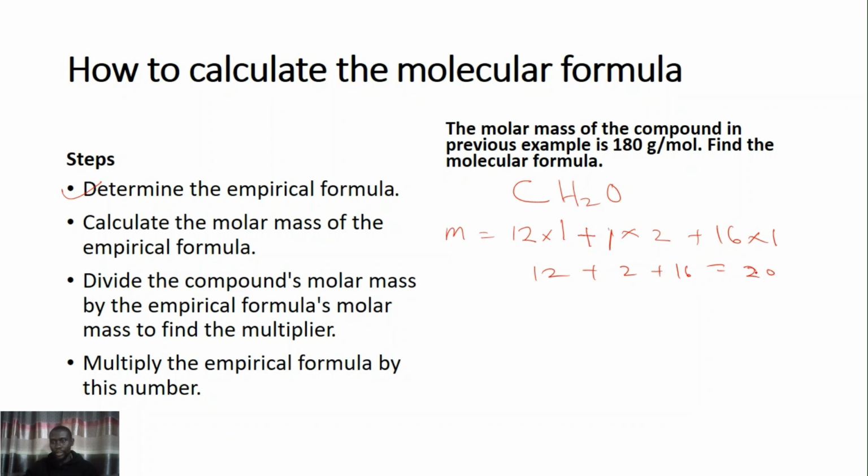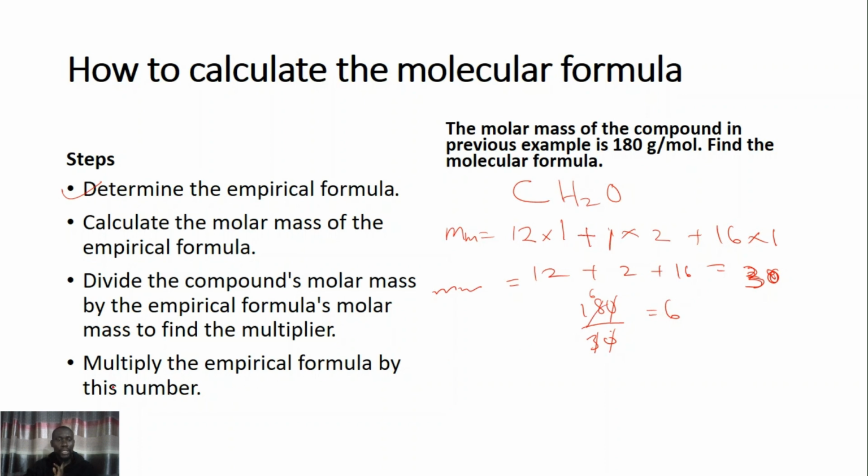Sorry, this is equal to 30. Okay, so this is the molar mass of the empirical formula. The next step is to divide the compound's molar mass by the empirical formula's molar mass to find the multiplier. They gave us the molar mass of the compound to be 180. We should divide it by the molar mass of the empirical formula, which is 30. So this is equal to 6, right?